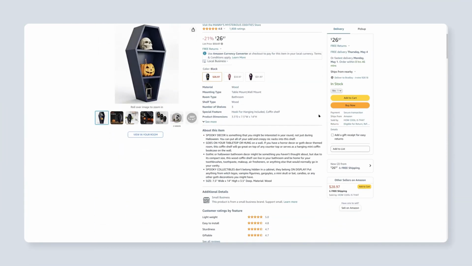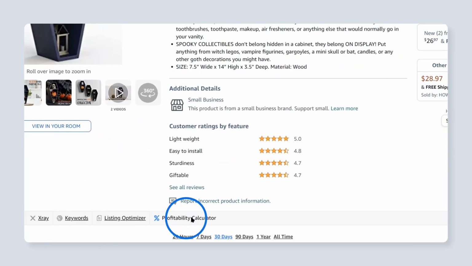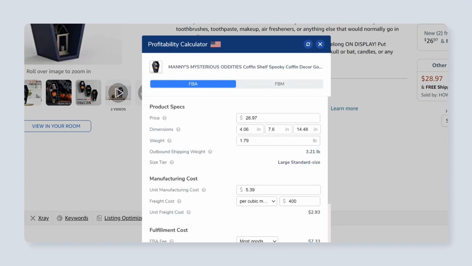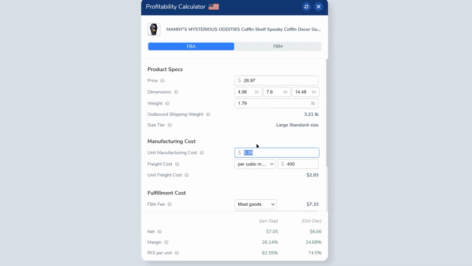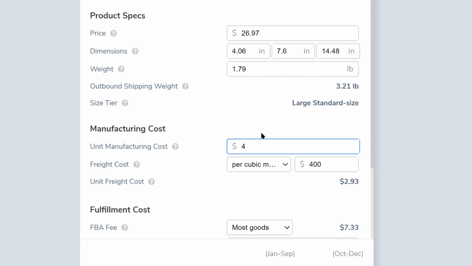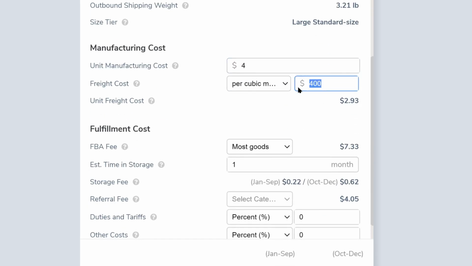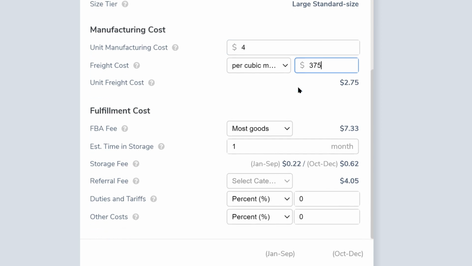If you're on any Amazon page, all you have to do is hit the profitability calculator, and it's going to pull up the dimensions and weight and other information from this page. Maybe you're doing supplier research by using the supplier finder and found out that a coffin shelf like this costs around $4. And perhaps you know that you can get it shipped for about $375. And maybe that you wanted to spend about 10% in PPC or Amazon advertising charges.